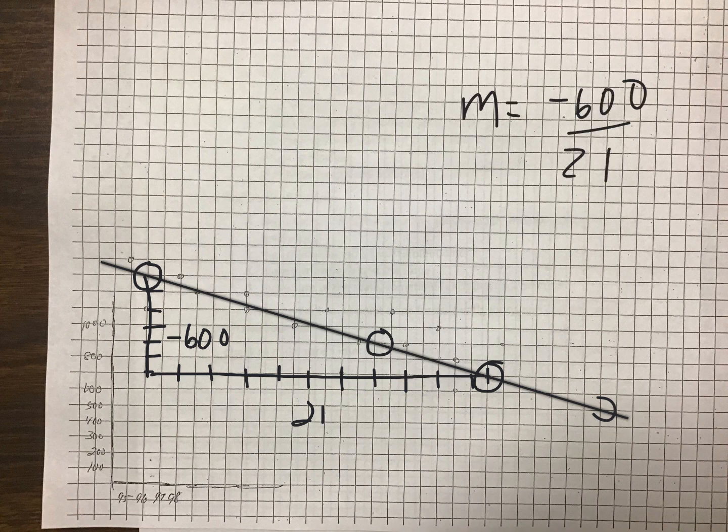And if I use a calculator, 600 divided by 21 is -28.57. So that's my slope, okay?